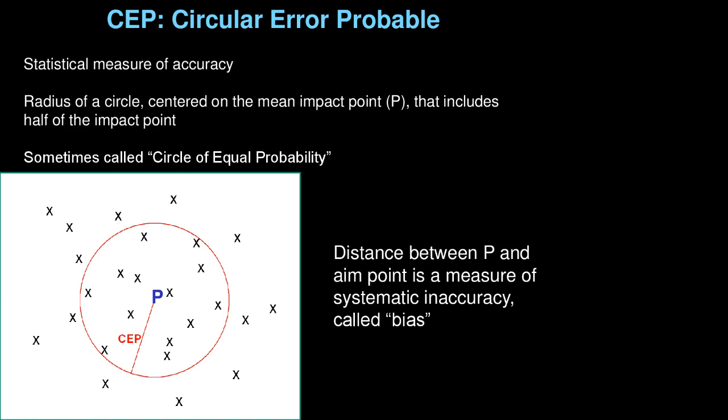Just to give you this definition, the way that missile accuracy is talked about is called the CEP, the circular error probable. It's the statistical measure of accuracy. It basically says it's the radius of a circle that's centered on the mean impact point, which is called P here, that includes half of the impact points of the missiles. The distance P, which is you calculate the mean impact point, that may not be the point that you're actually aiming at, and so the distance between the mean impact point and your aim point is a measure of systematic inaccuracy, and it's called the bias.